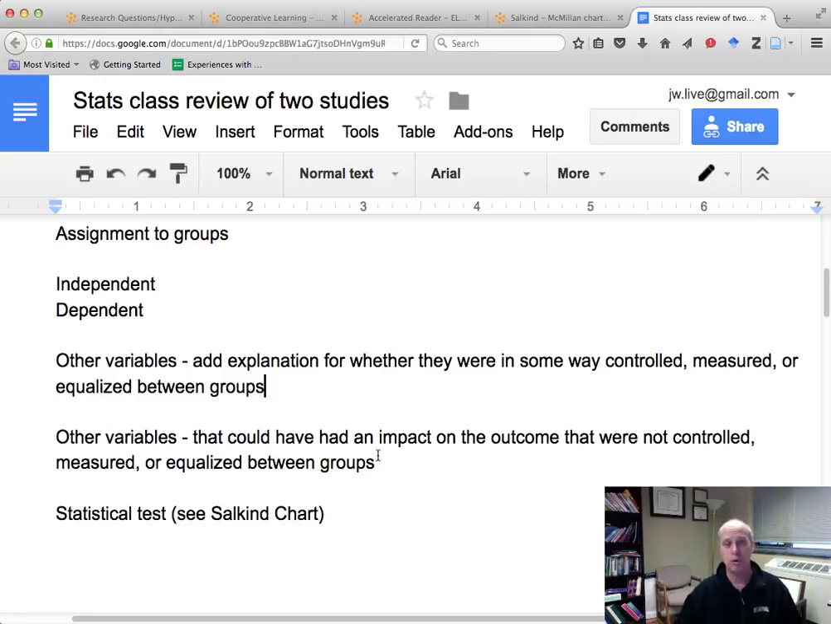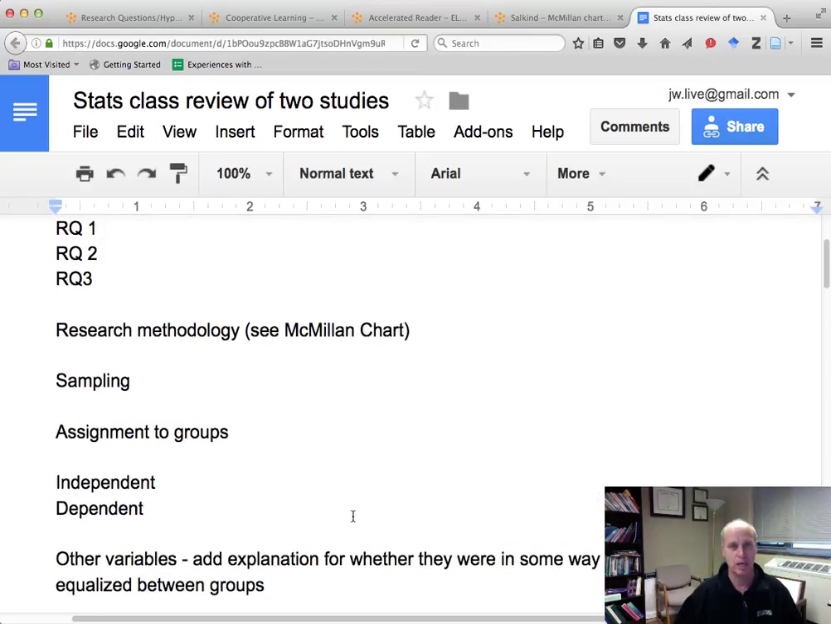Or even more important, other variables that are explicitly in the study, but that could be an alternative explanation. The more of these that you've got possible in a study, especially the more important they are, that are uncontrolled for, unmeasured, but possibly an alternative explanation, the poorer the quality of the study. Right? And then the statistical test used in the study, see Salkind chart. So Salkind chart and Macmillan chart.